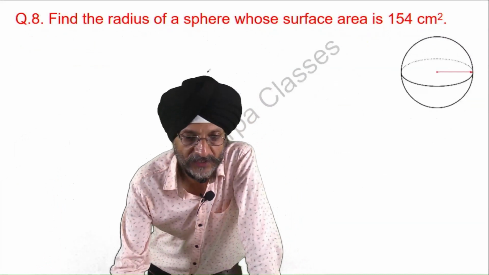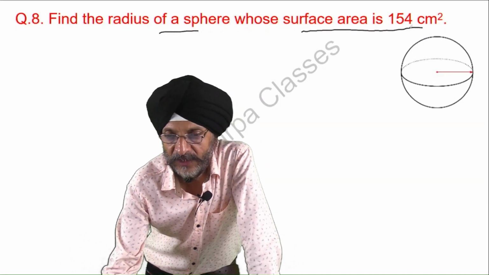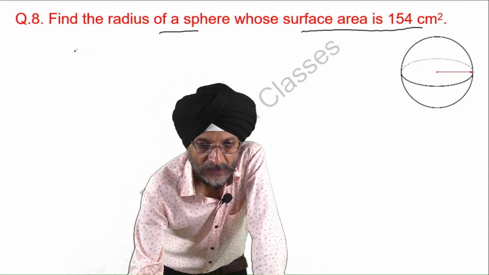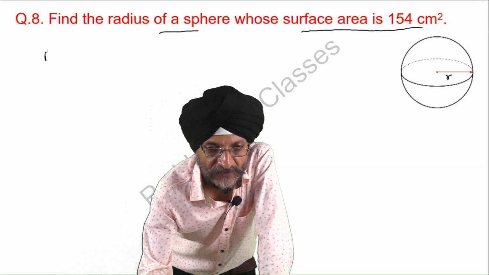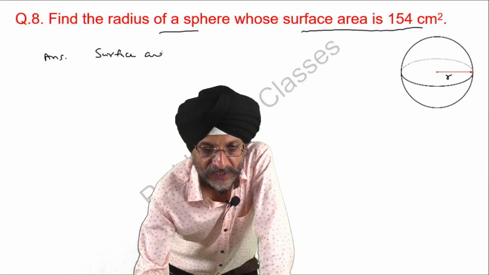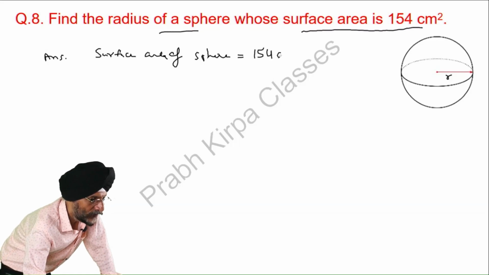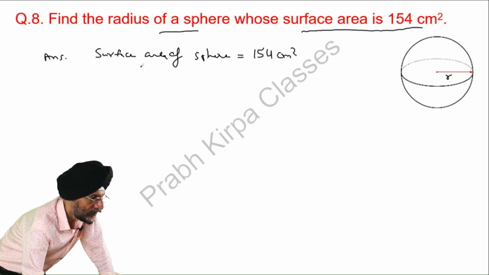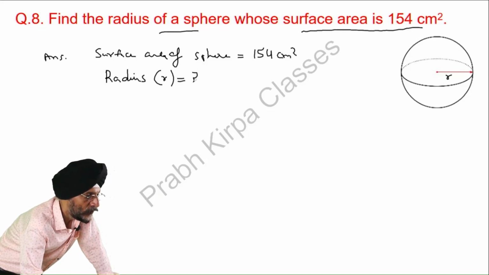Now the question before us is, find the radius of a sphere whose surface area is 154 square centimeter. Now this is the radius which we have to calculate. Now what is given to us is surface area of sphere. It is equal to 154 square centimeter. We have to calculate the radius, that is r.